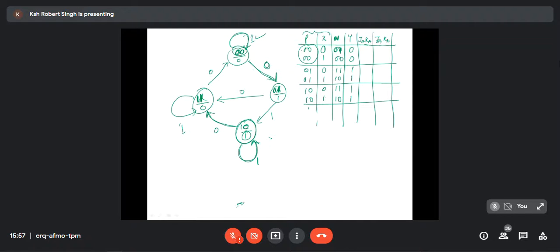Okay, now the last one is 1 1. When it is 0, when it is 1, what happens? When it is 1 1, output is always 0. Just write it. Then it goes to the same state when input is 1. It goes to the state 0 0 when input is 0. Any problem here? Is it okay? Understood? Yeah.